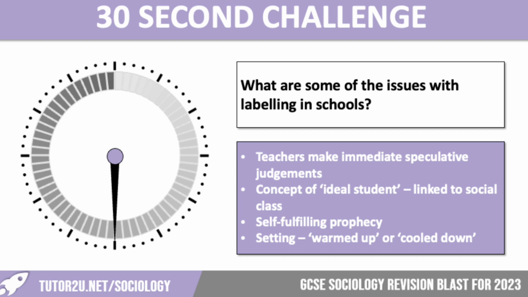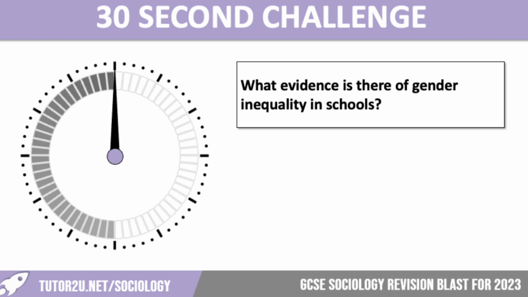And then we've got the idea of setting, so students being warmed up in the top sets or cooled down in the bottom sets. And again, obviously that's worth looking into because that's quite an important part of sociology, particularly with education. Right, our next and final 30-second challenge is this one. What evidence is there of gender inequality in schools?